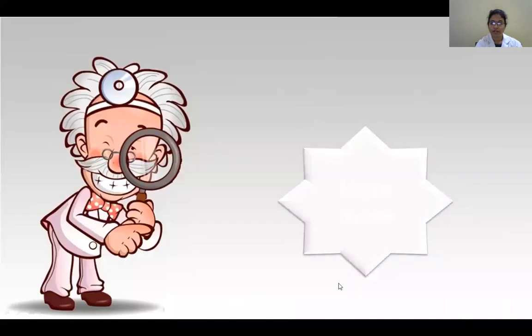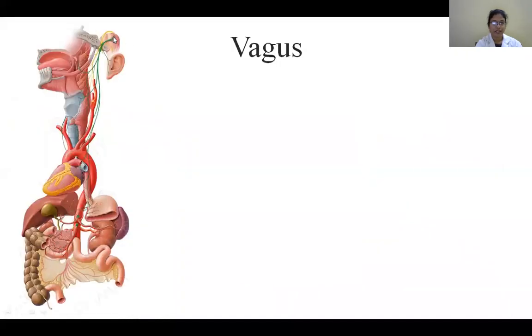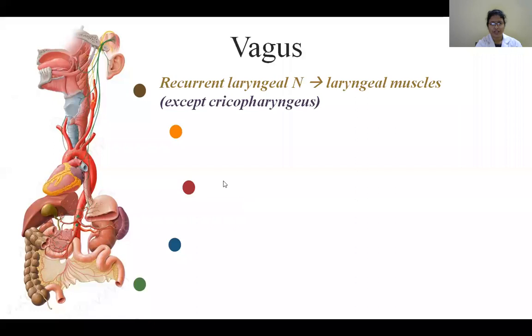Coming to the next important nerve, that is vagus. Now look here, vagus. It has got a long route to follow, right from the head and neck till the visceral organs in the abdomen. So it highly innervates a lot of structures. Let us see one by one.